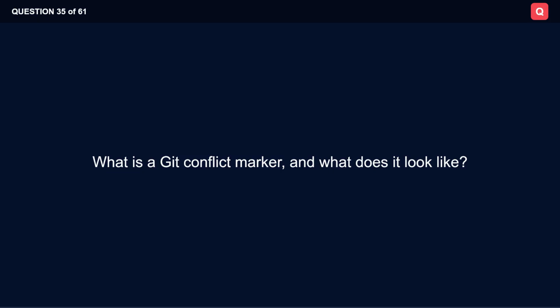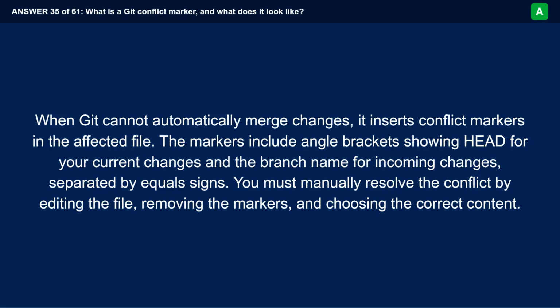What is a git conflict marker, and what does it look like? When Git cannot automatically merge changes, it inserts conflict markers in the affected file. The markers include angle brackets showing HEAD for your current changes and the branch name for incoming changes, separated by equal signs. You must manually resolve the conflict by editing the file, removing the markers, and choosing the correct content.